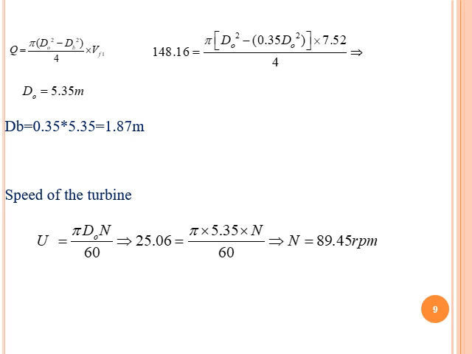Now I want to calculate the speed of the turbine. The speed is calculated using the formula U is equal to pi D naught N by 60. Here U is 25.06 meter per second, the external diameter is 5.35 meters, and speed is unknown. The speed is calculated as 89.45 rpm. So this is the method of solving the problems in Kaplan turbines.